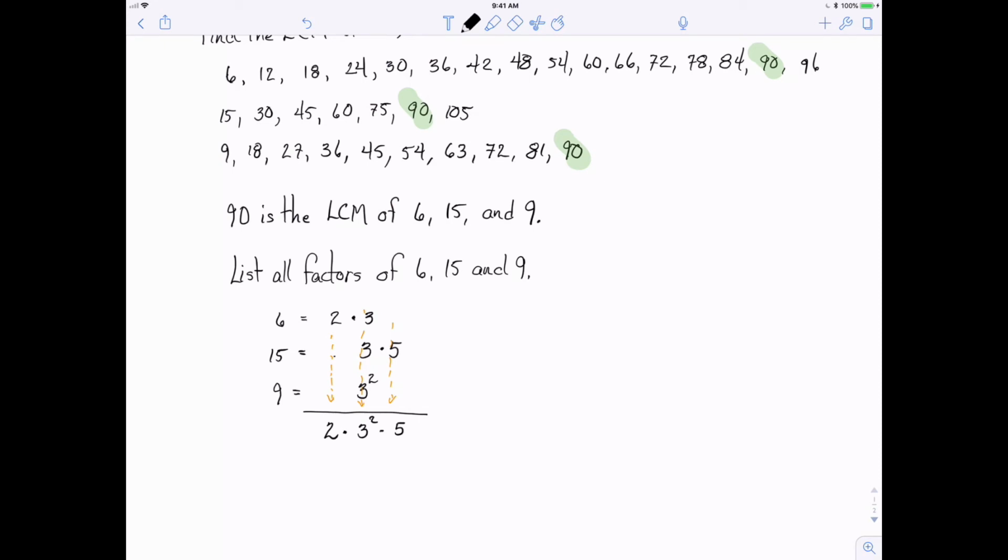So let's put these numbers together and see what we get. This is going to be 2 times 9 times 5. Well, we do know that the easy way to do this is 2 times 5, that's 10, times 9, it is 90.